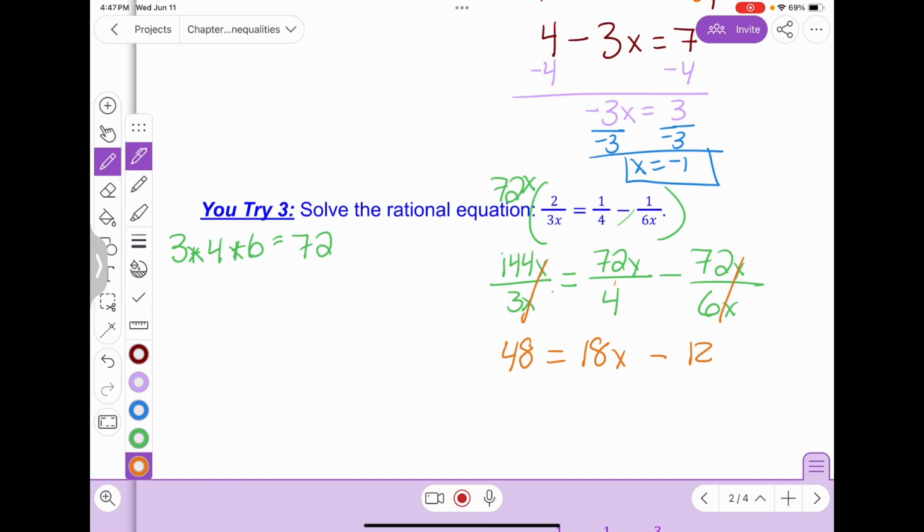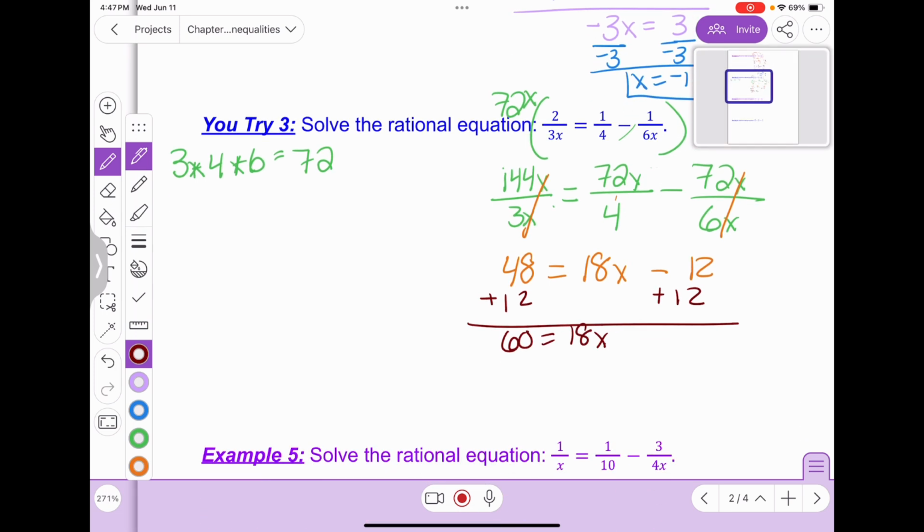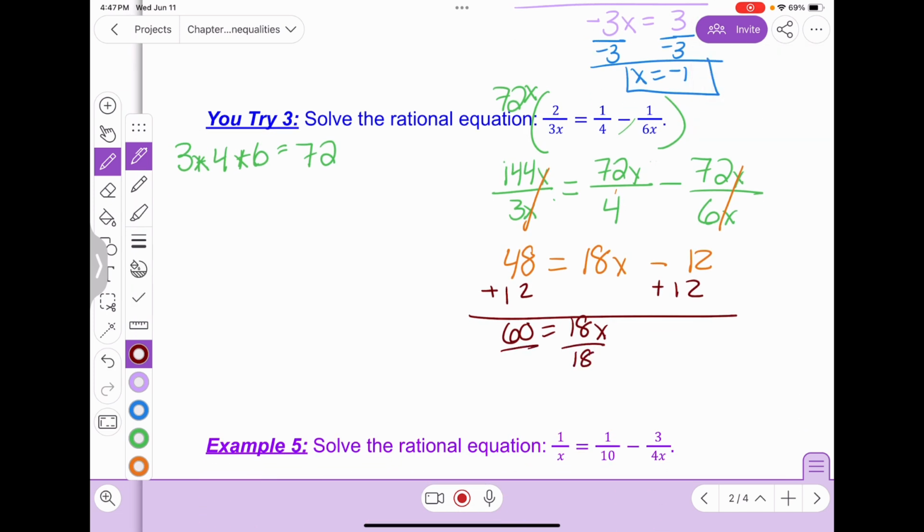Those cancel. So now I add 12 to both sides. And I get 60 equals 18x. Divide by 18. And 60 divided by 18, you get 3.3 repeating. Or if you left it as a fraction, it reduces to 10 over 3. Either of those answers is fine.